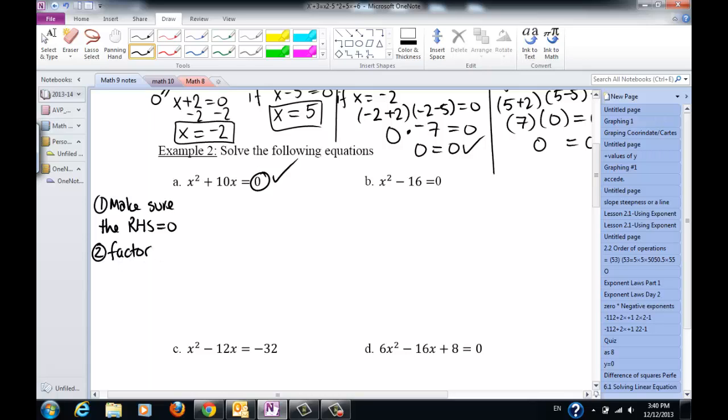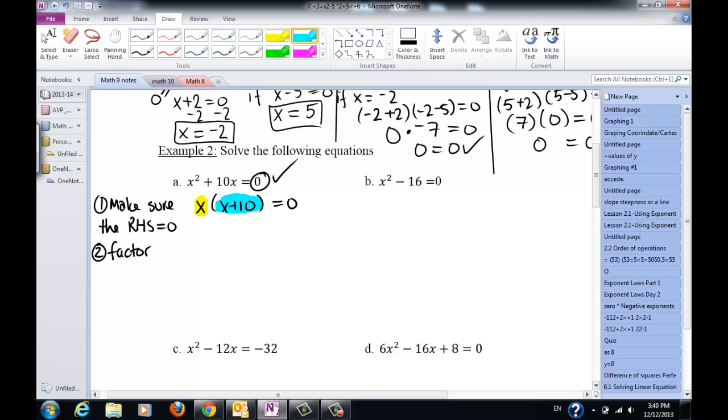Now looking at A, it's not a trinomial, it's a binomial. Of course, it doesn't matter what it is, I always look for a common factor. And is there a common factor here? Yes, x. Okay, so now what I have is x multiplied by x plus 10.